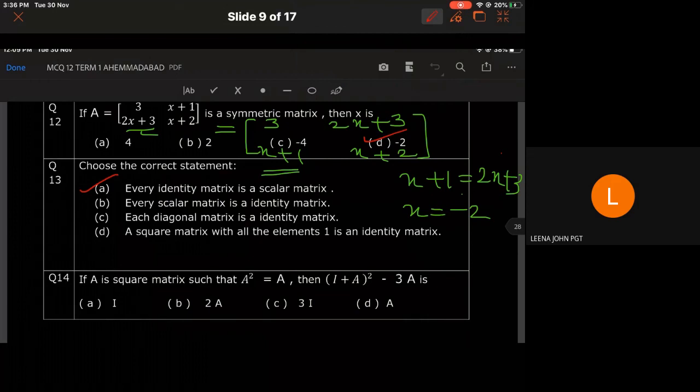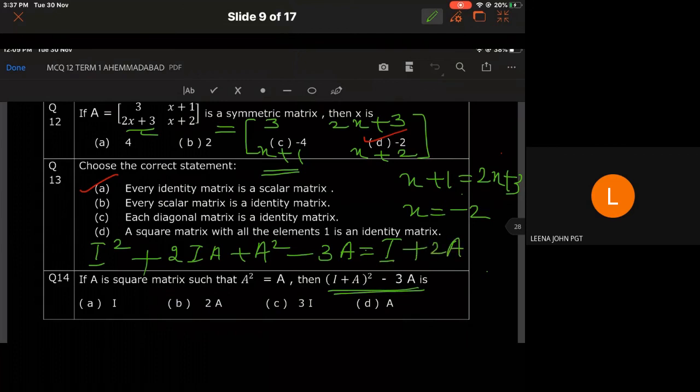Next question number 14. If A is a square matrix such that A square equal to A, then (I plus A) whole square minus 3A is. So what you will do? Just like your algebraic identity, you can proceed here. (I plus A) whole square goes like (A plus B) whole square. That is I square plus 2 into I into A plus A square minus 3A. Now I into A is A only. Identity matrix into any matrix is A only. And I square is always I. So it is plus 2A.